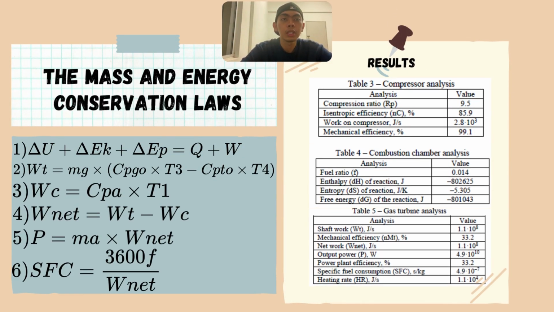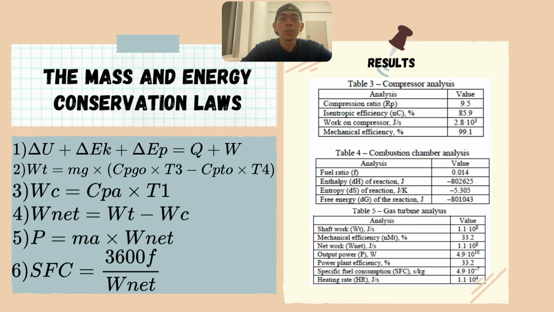The first formula is we use the energy balance. The formula is the change of internal energy plus change of kinetic energy plus change of potential energy equal to heat plus work. The energy utilized for turbine work was determined using equation mass and gravity multiply constant gas multiply temperature at 3 minus constant gas multiply temperature at 4.